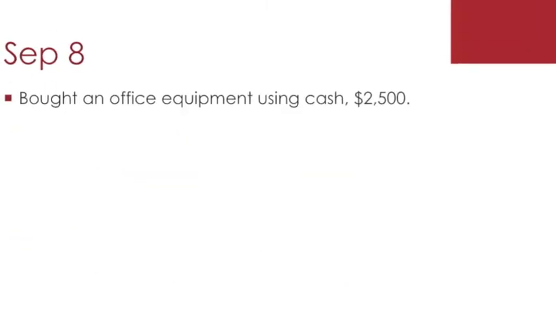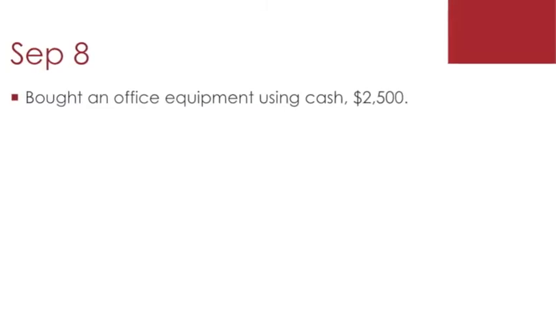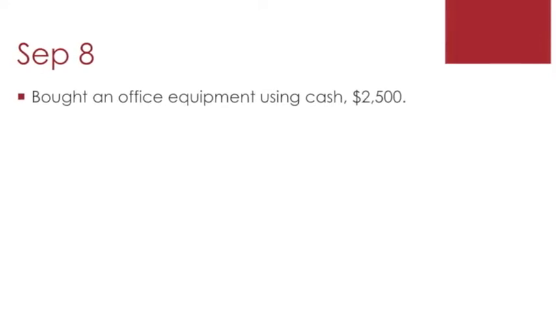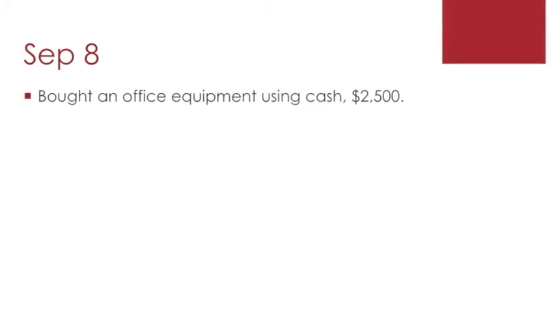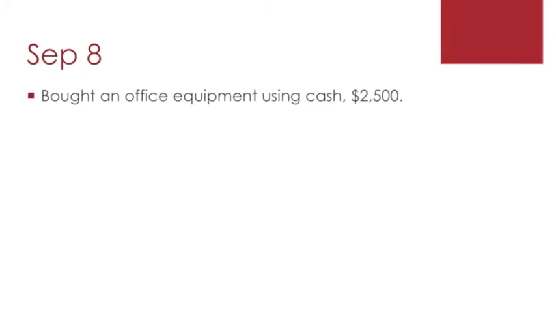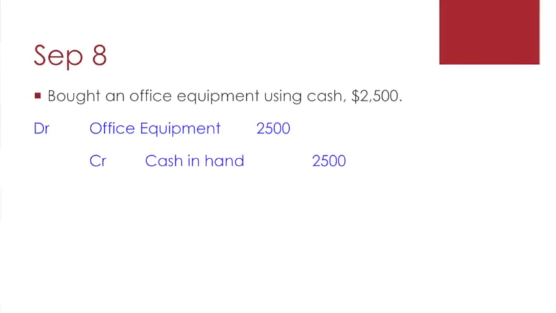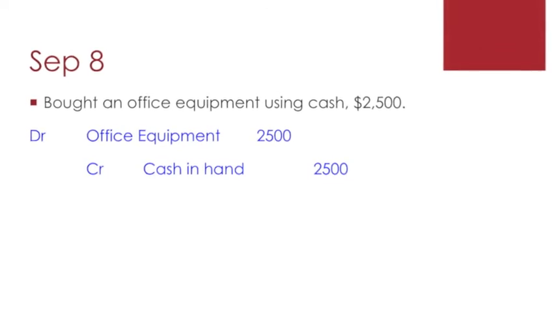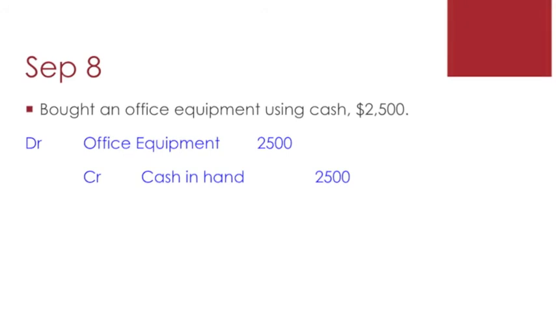Now on 8th of September, the business bought an office equipment using cash 2,500. So the business increased in office equipment, and because they paid out cash for the office equipment, they decreased cash in hand. Therefore, we have debit office equipment 2,500 and credit cash in hand 2,500.